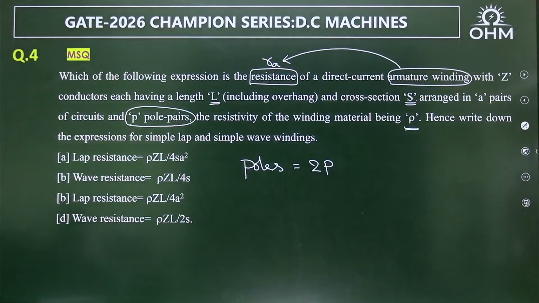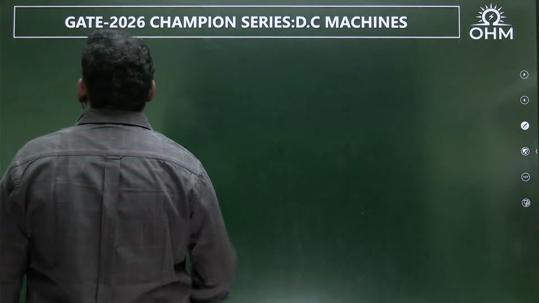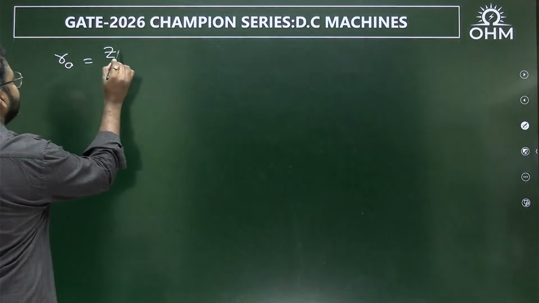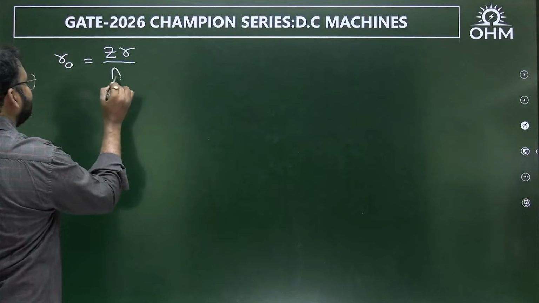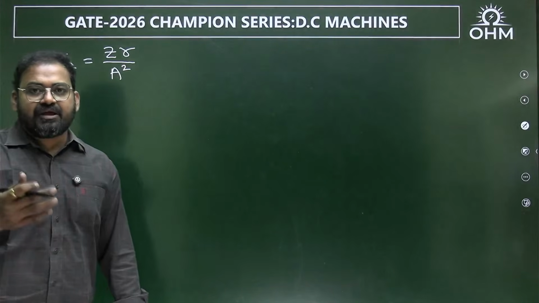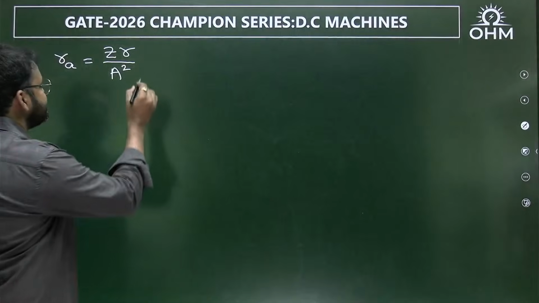Yes, so the number of poles is equal to 2P. All right, so what is the formula for armature resistance first? In a DC machine, what is the formula for armature resistance? Armature resistance is equal to Z into small r by A square. Anybody remember this? Those who studied the DC machine subject and practiced the equations, you must remember this.